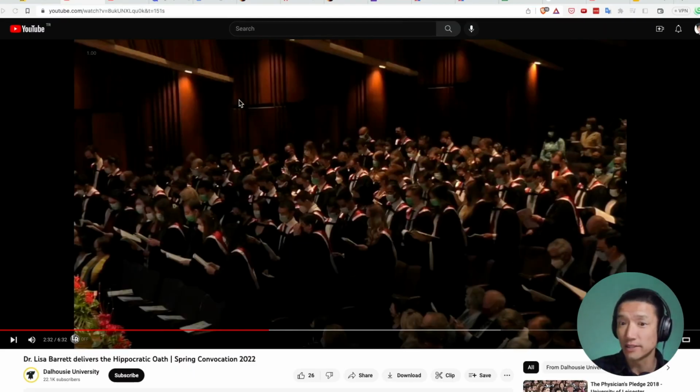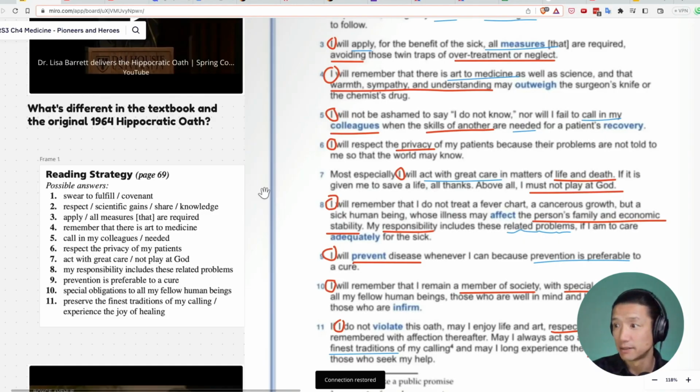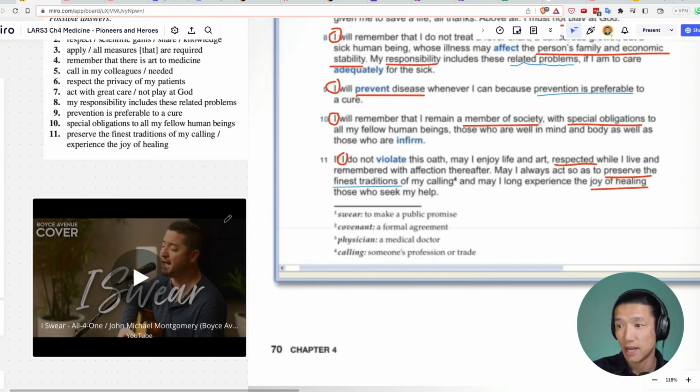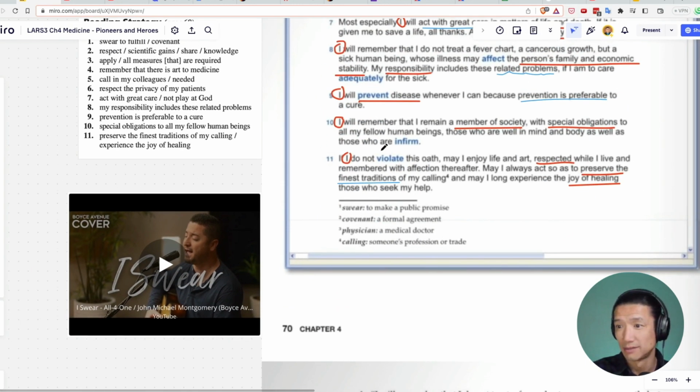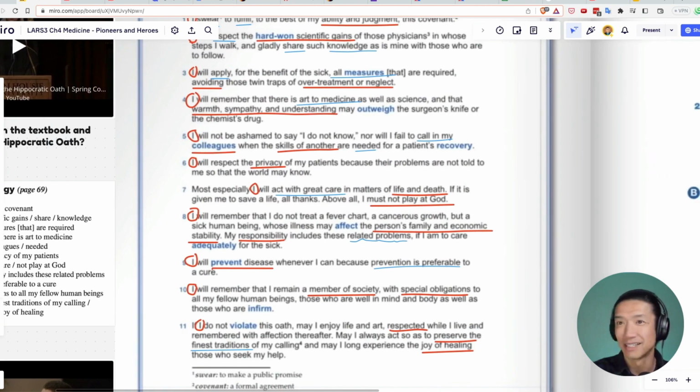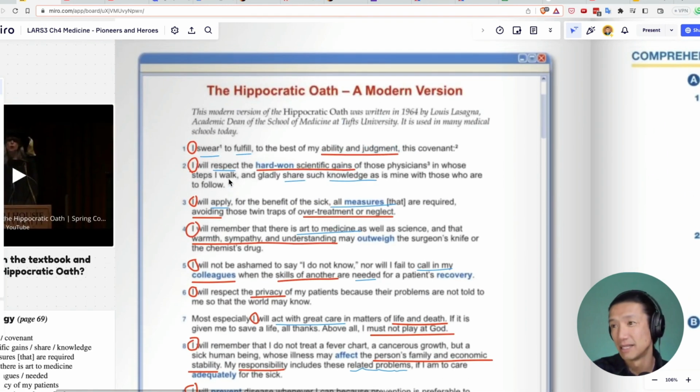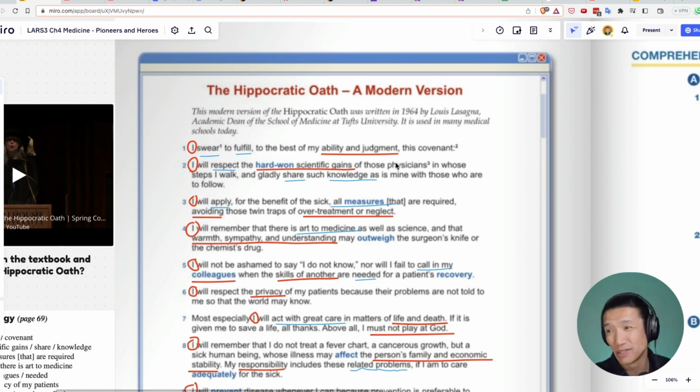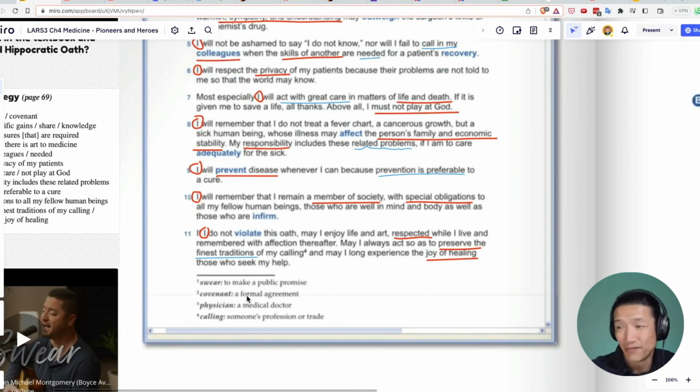All right, what do you think? That's the Hippocratic Oath. I swear. We have lots of new words. Maybe you don't know all these. Covenant is a really difficult one. It's like a formal agreement. Usually it's like has a religious meaning. To swear, to make a public promise.